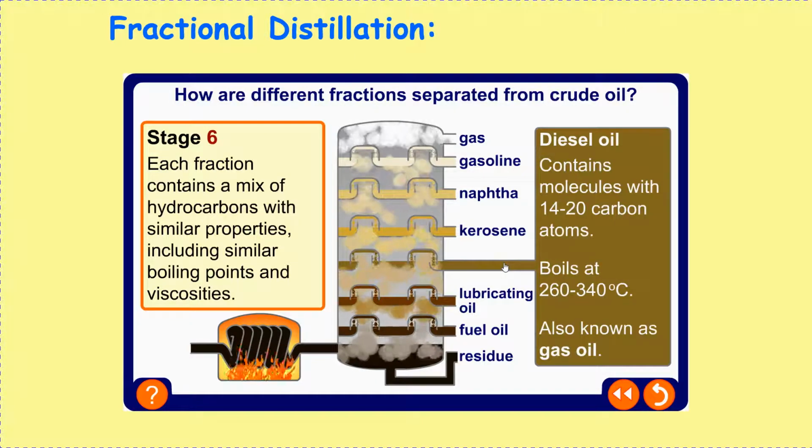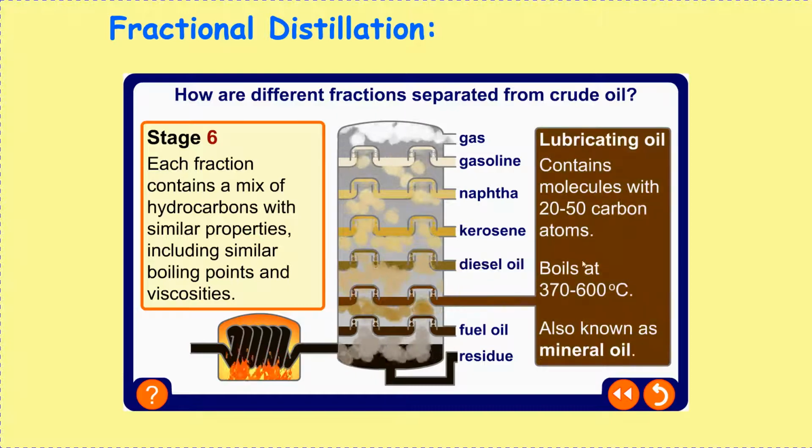Okay, diesel oil, right, 14 to 20 carbons. My carbon chain has got longer. It boils at an even higher temperature. Okay, so you should be noticing the pattern, right?